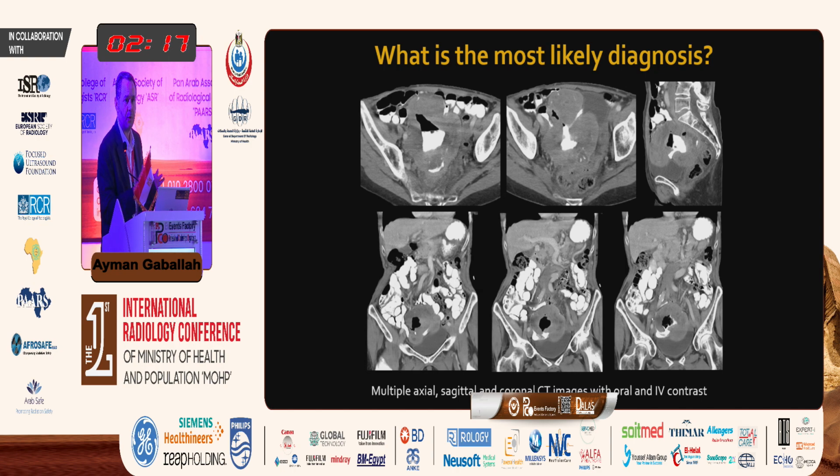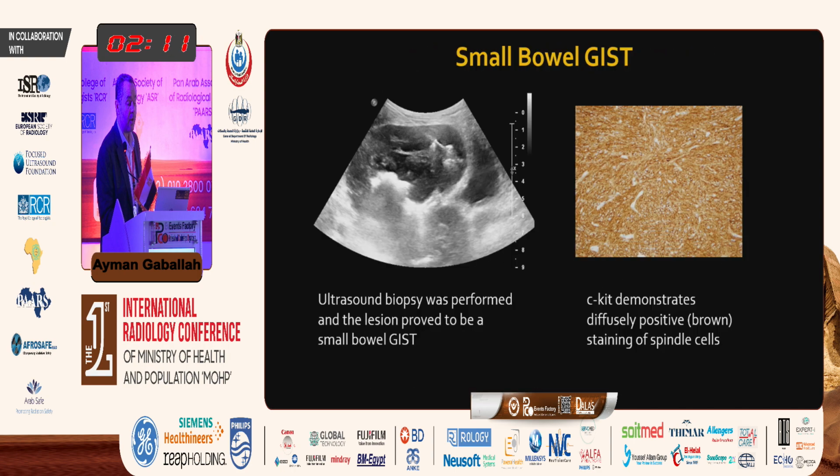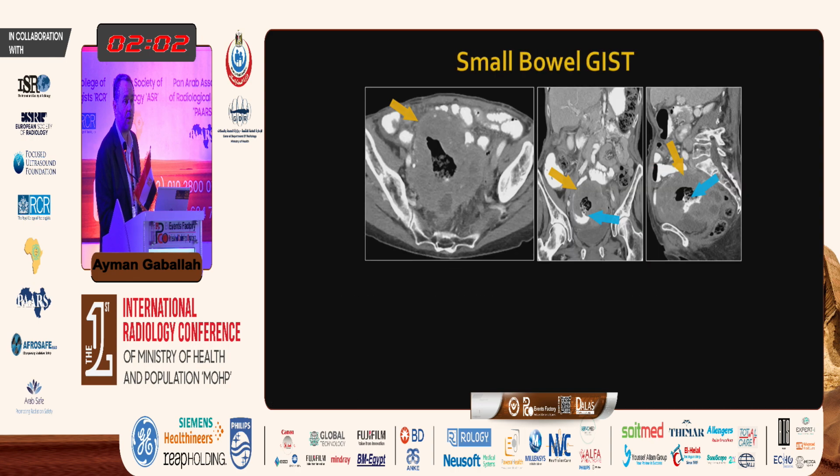And I said, fine, I put lymphoma in the differential, but in the absence of lymphadenopathy and splenomegaly, I think this is GIST, and I will tell you why. And actually, it came back. They biopsied the lesion with ultrasound, and you can see this typical staining here for GIST tumors, and it came back as a small bowel GIST tumor.